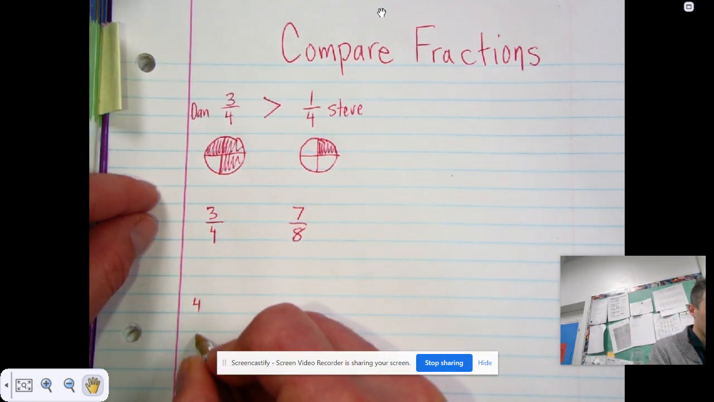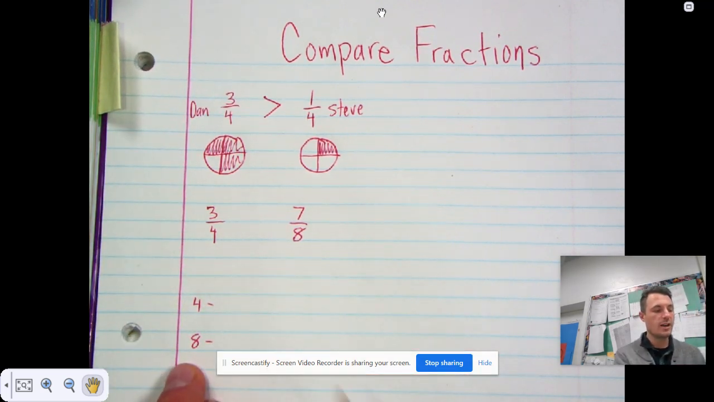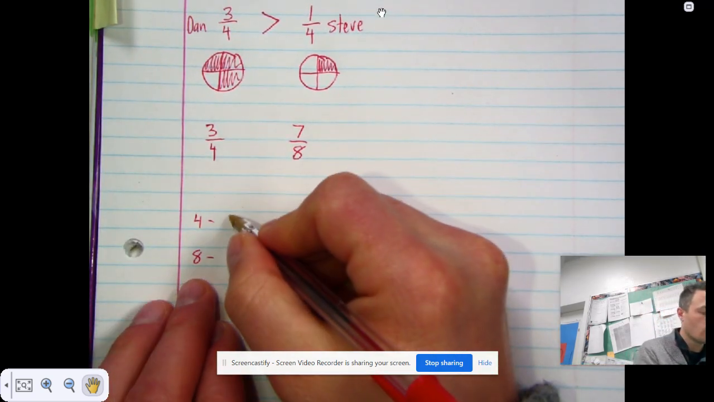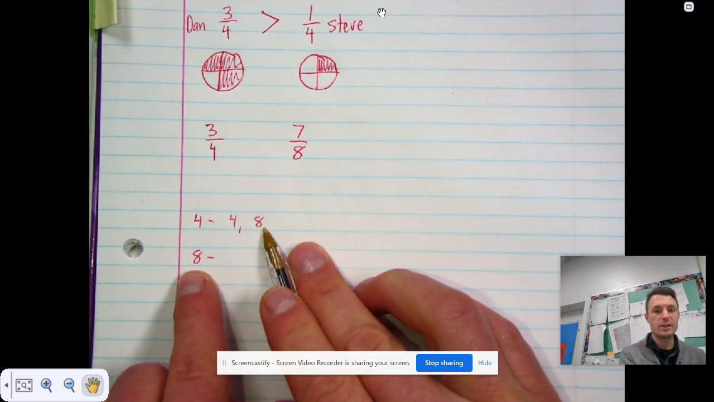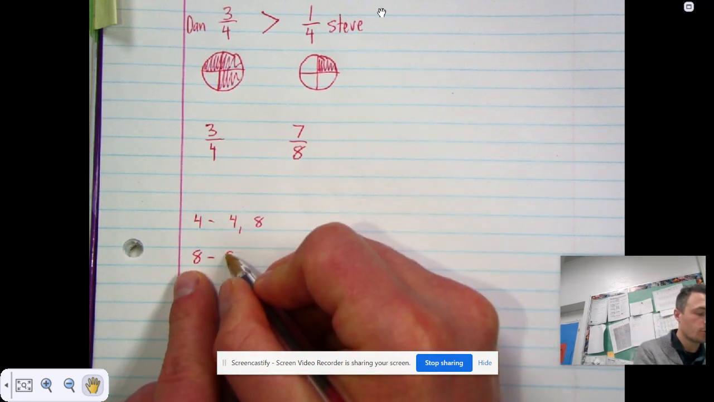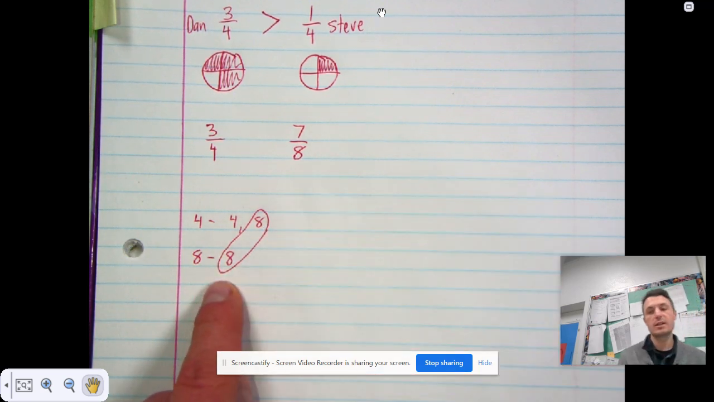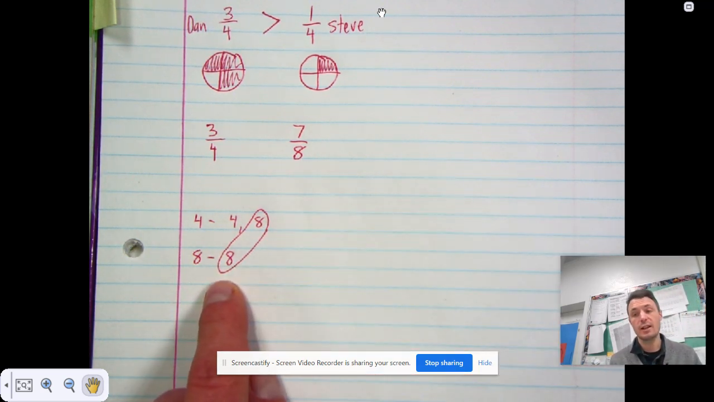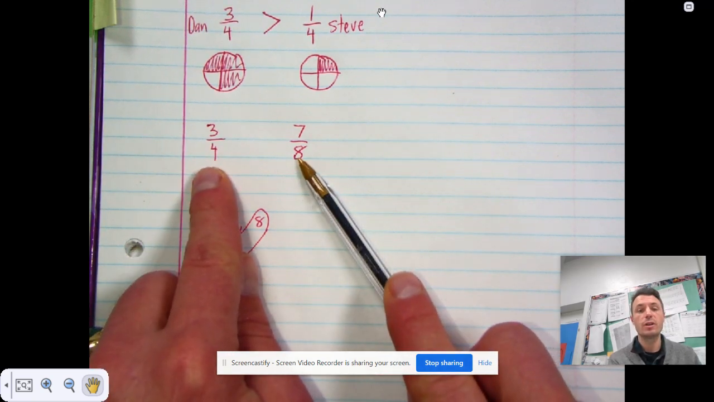We list the 4 here and the 8 here, and we find the least common multiple for 4 and 8, the two denominators. So we count by 4s, 4, 8, and look, we've just gotten to what the second number is. So the first multiple of 8 is 8, and that's our LCM, our least common multiple. Just like yesterday's lesson when we were finding least common multiples, today we're using the least common multiple to compare fractions that have different denominators.